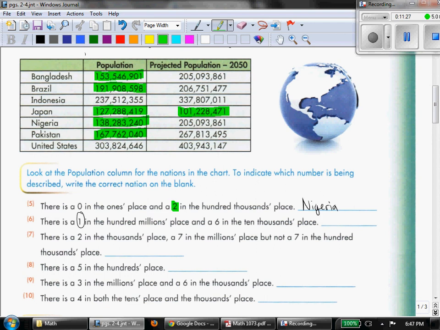And a 6, see, I'm reading right here, and a 6 in the 10,000th place. Okay, so ones, tens, hundreds, that's units, right? Now we're going into thousands, so ones, tens. The 5th number is the 10,000th place. So which one of these numbers that we highlighted has a 6 in the 10,000th place? Found it. Pakistan.